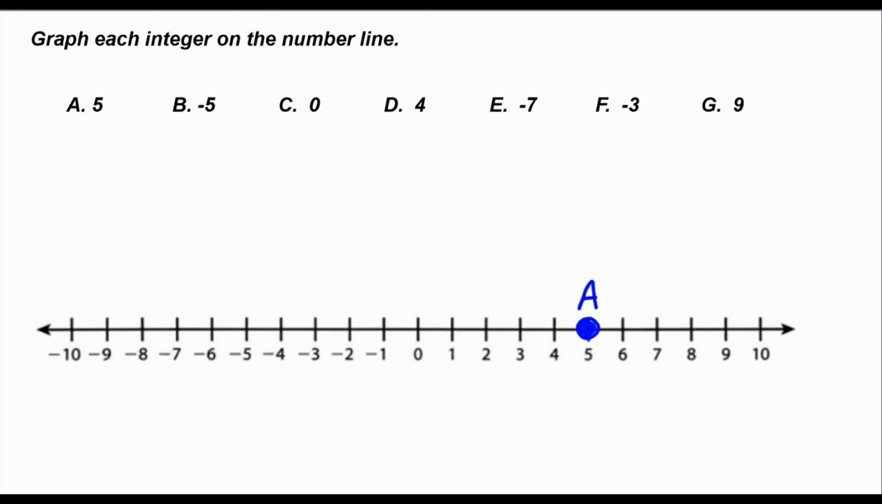And then B is at -5, so that's to the left of 0 over here. There's B. C is at 0, so that is right here. Label that on the number line. There's C. D is at 4, which is right here. E is at -7, which is right here. F is at -3, which is right here. And G is at 9, which is right there. So pretty easy to find integers on the number line and label them and graph them and so on.